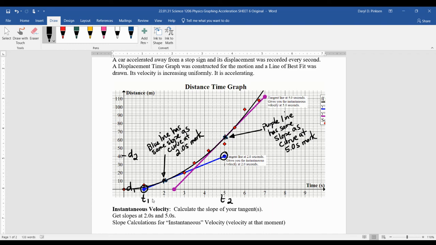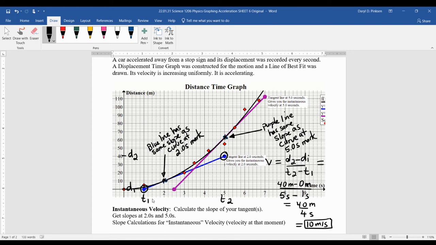So when we perform the slope formula on this blue line, we're going to have our V, because that's what the slope is: D2 minus D1 all over T2 minus T1. I'm going to run out of room here, but this is going to be 40 minus 0 all over 5 seconds minus 1 second. So that will be 40 over 4, right? 40 meters over 4 seconds. So that will be 10 meters per second. So at the 2 second mark, the instantaneous velocity is 10 meters per second.